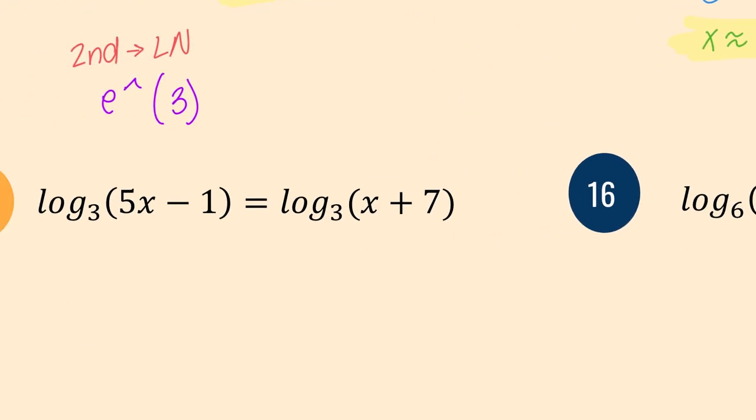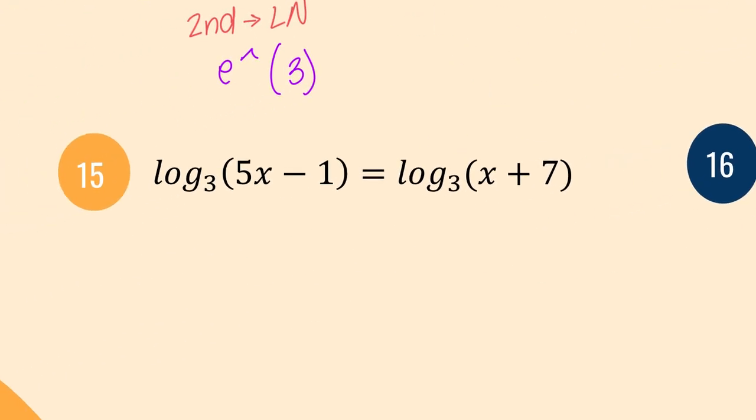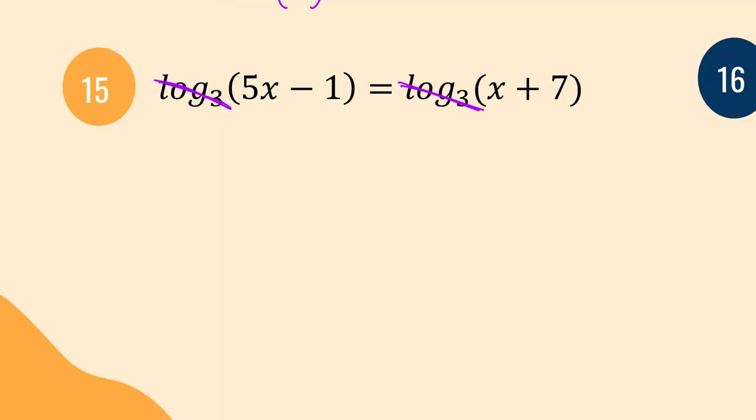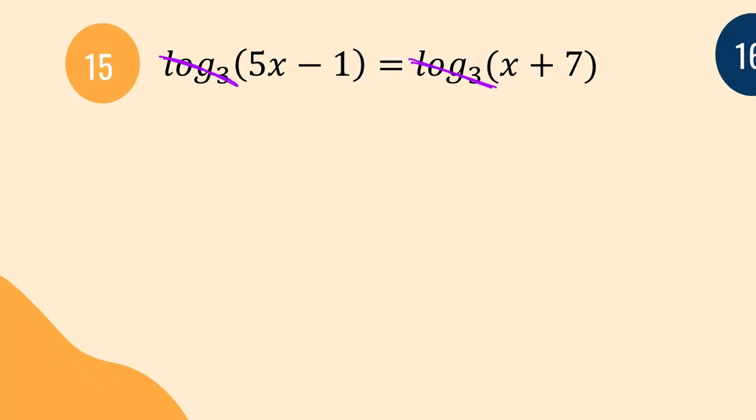All right, looking at number 15. Now for this one, do I have the one-to-one property? Yes. I have log base e on this side equals log base e on this side, canceling them out. And all I have to do is solve. Think of this as an algebra equation. I have 5x minus 1 equals x plus 7. We should all know how to solve this.